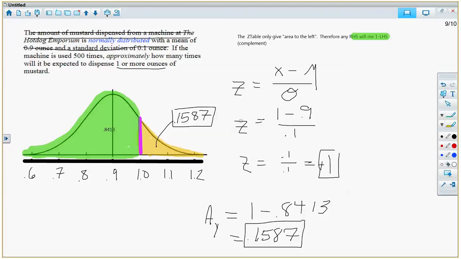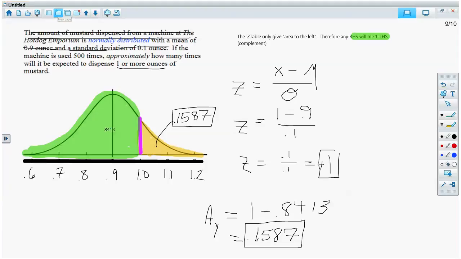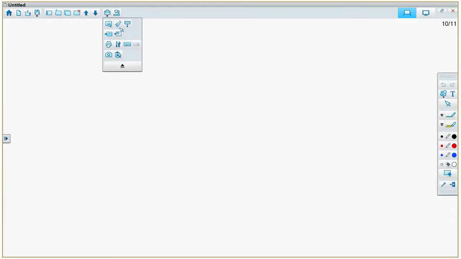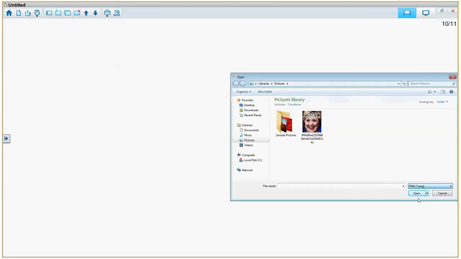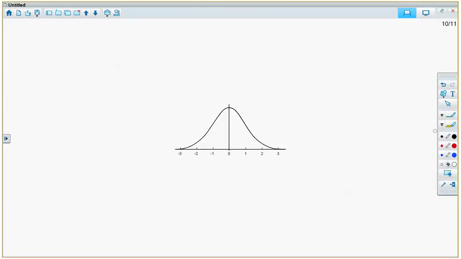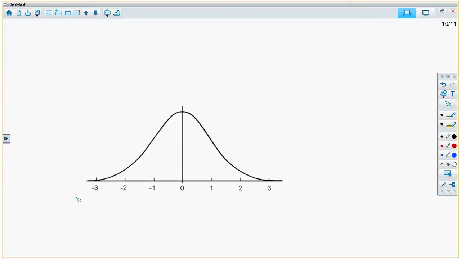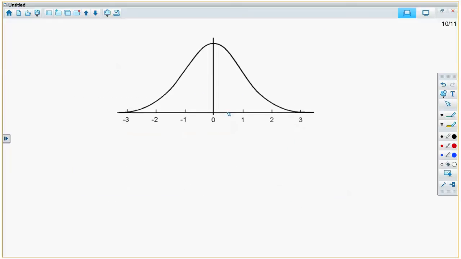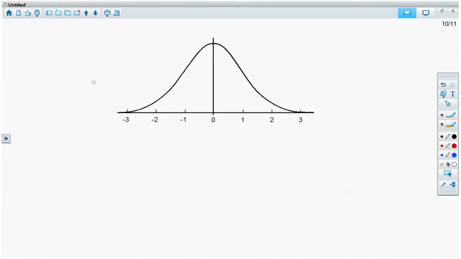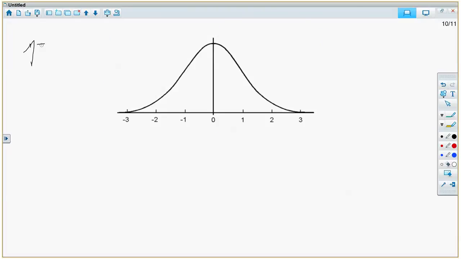Okay, so let's do one. I'm going to see if y'all can think here. I'm going to start another one, and I'm going to take my handy dandy picture and draw it bigger. And I'm going to say a mean, I'll be easy on you, of 100 and a standard deviation of 15.